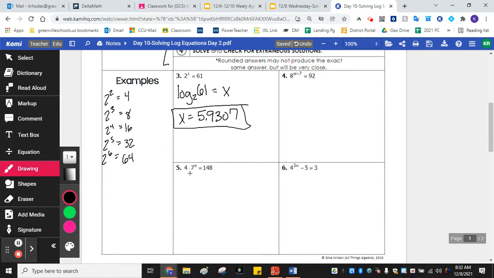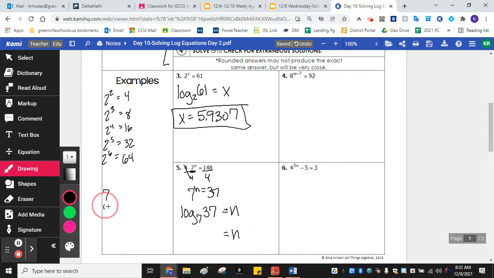Okay, so even though I'm teaching a different way, you still have to do the same steps. You still have to isolate the exponential. So 4 times 7 to the n. We have to get the 7 to the n. We have to get rid of the 4. So the 4 is there with multiplication, so we'll divide. So we have 7 to the n equals, divide that, I get 37. And then we're going to change it into logarithmic. So log base 7 of 37 equals n. And then you can just put that in the calculator.